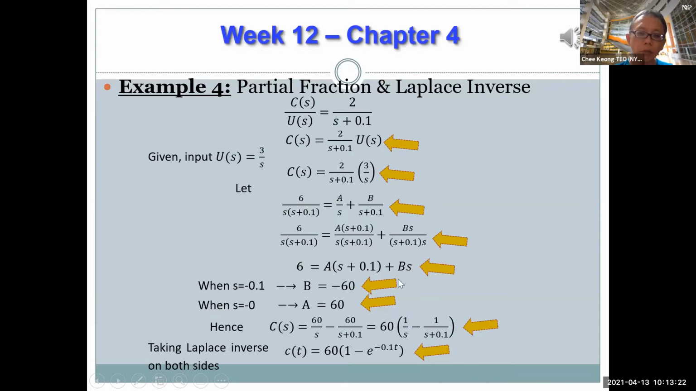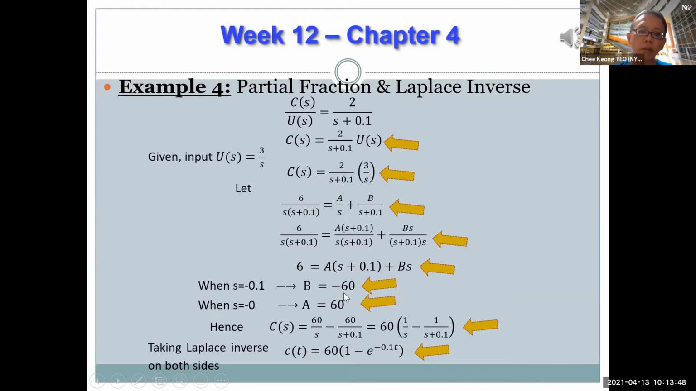Minus 0.1 times B, you bring this minus 0.1 over to here, so you divide 6 by minus 0.1, you get minus 60. So B, you get minus 60, right? Now for the second case, if you set S equals to 0, this term will be equal to 0, then you have 0.1 A multiplied by, this is 0, right? Because your S is 0. So it's 0.1 A, you bring the 0.1 over, A becomes 60, right?